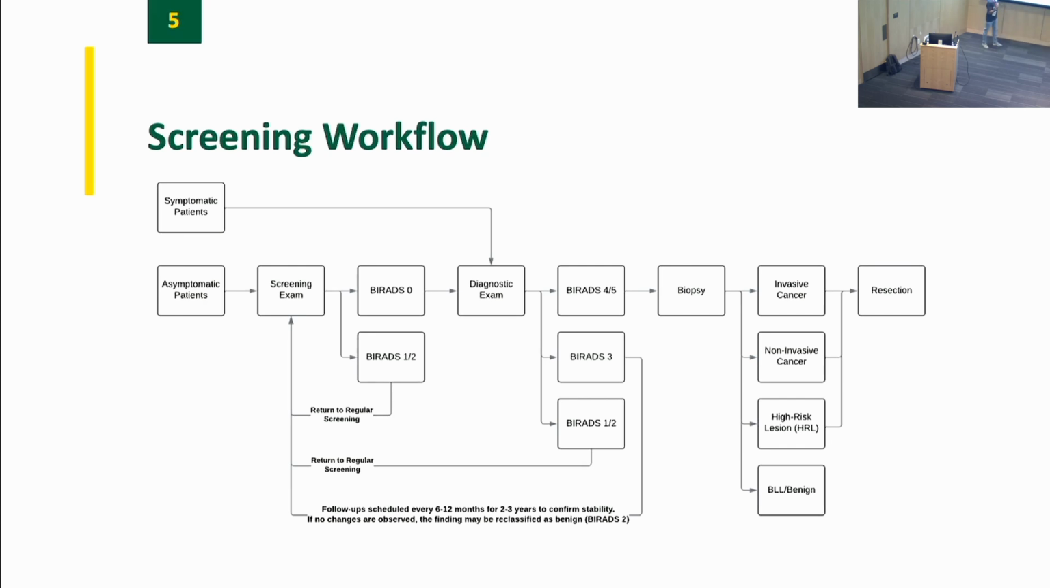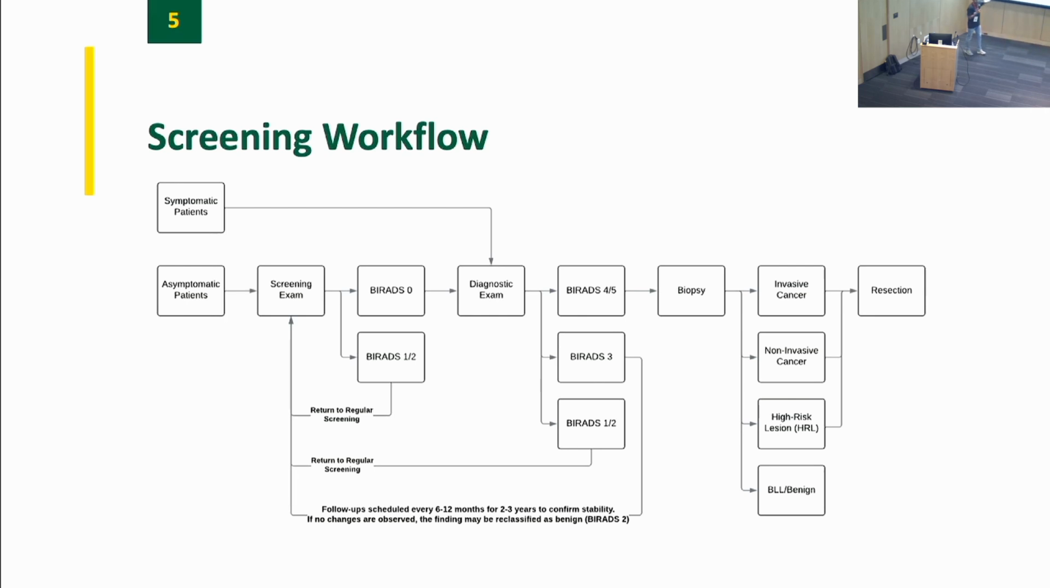Back to screening. If the biopsy is a high-risk lesion, which I'll talk about, or non-invasive cancer or invasive cancer. So invasive cancer is worse. It means it's invaded the surrounding tissue. Non-invasive cancer means there's malignancy, but it hasn't spread into the surrounding tissue. Either of those will get resection. Resection can be a lumpectomy or a mastectomy, which we'll talk about.